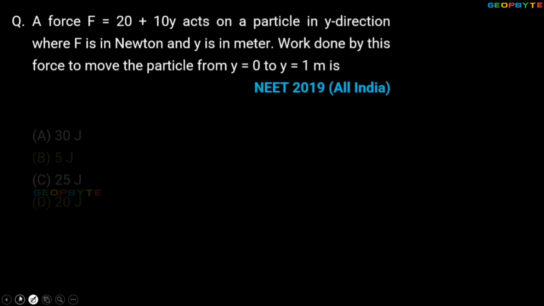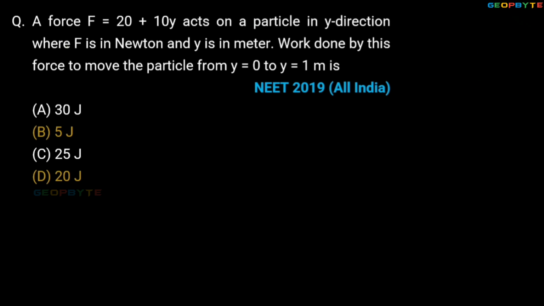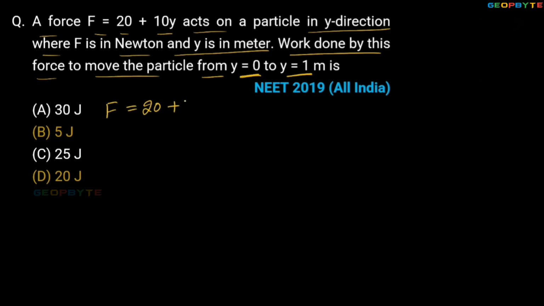Similarly, let us take another important problem. Look at the screen. It is asking like this. A force F equal to 20 plus 10y acts on a particle in y direction, where F is in newtons and y is in meters. Work done by this force to move the particle from y equal to 0 to y equal to 1 meter is? Given force is 20 plus 10y in y direction, which is in newtons. Then what is the work done?